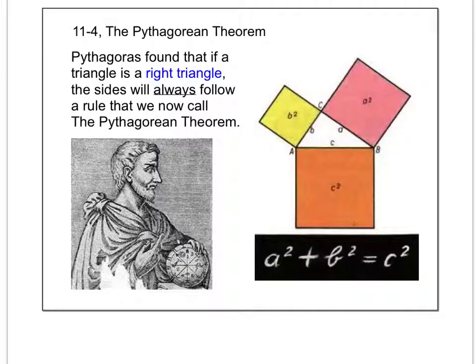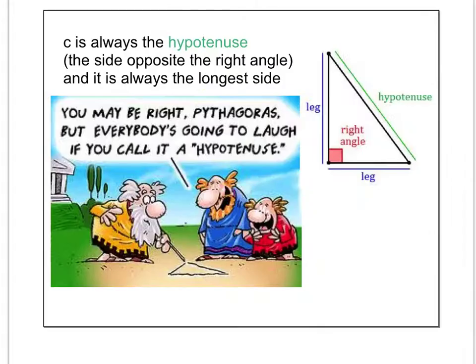All right, Pythagorean theorem. We talked about this earlier with the United States map and trying to figure out the missing sides of a triangle. Pythagoras found that if a triangle is a right triangle, then the sides will always follow a rule called the Pythagorean theorem. So the two legs squared will always equal the hypotenuse squared. So that's what we're going to talk about.